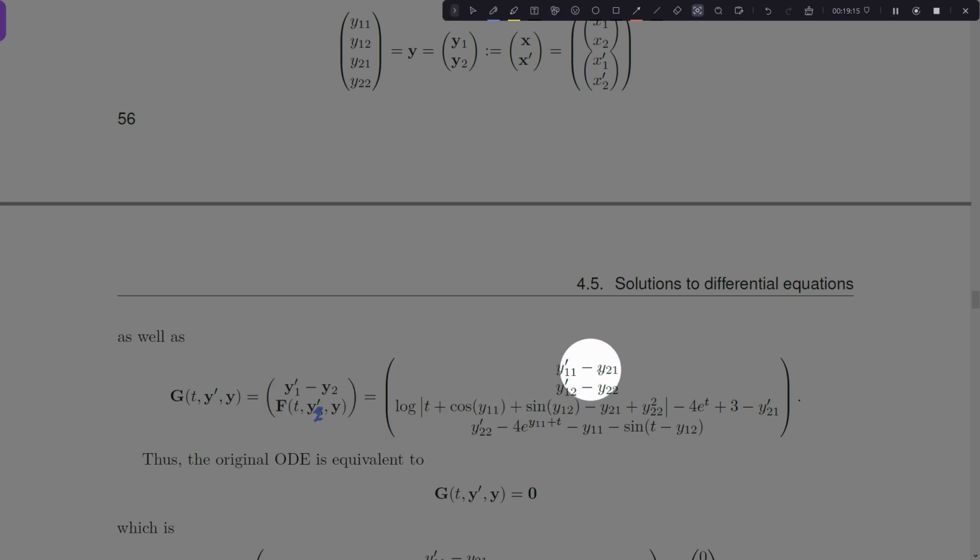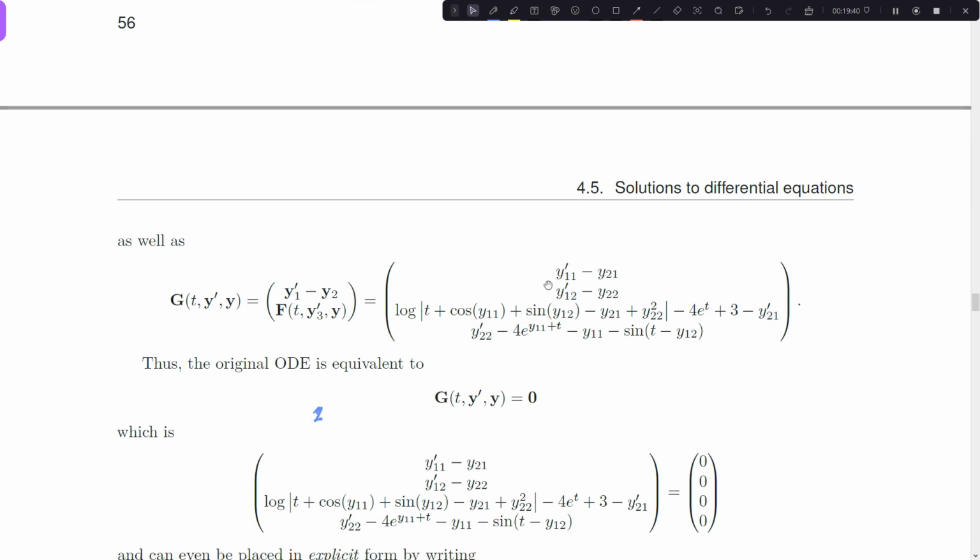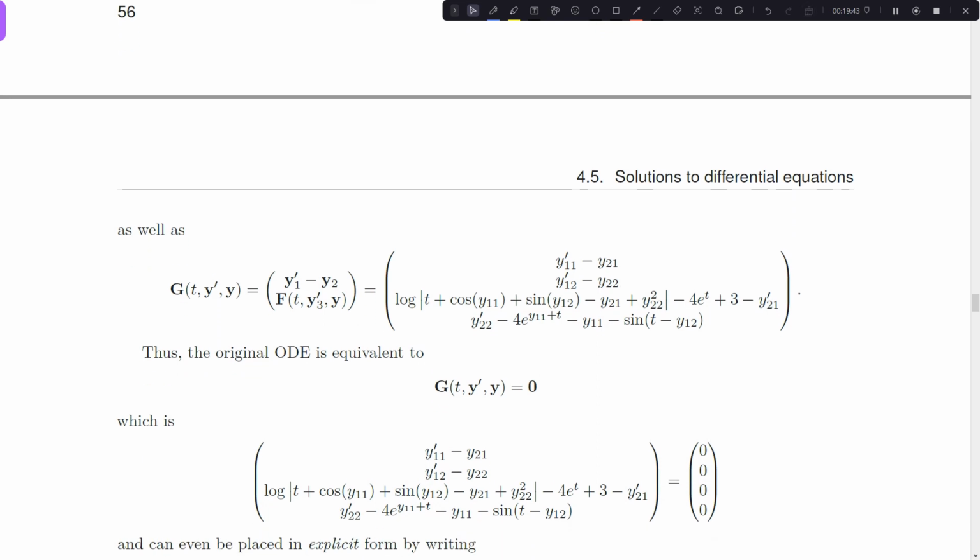So each one actually takes up 2 entries inside of the true vector. And so I just put my first entry in y1 prime minus y2 up there, second entry in y1 prime minus y2 there, first entry in f there, second entry in f there. And that constructs g for me, and that g is precisely the one that when set equal to 0 is equivalent to my ODE.